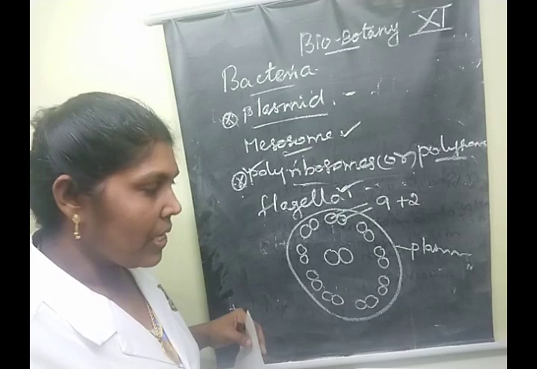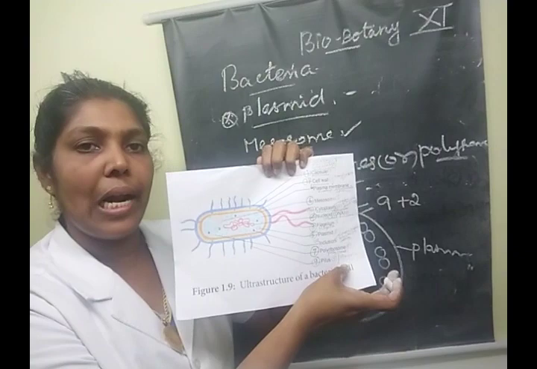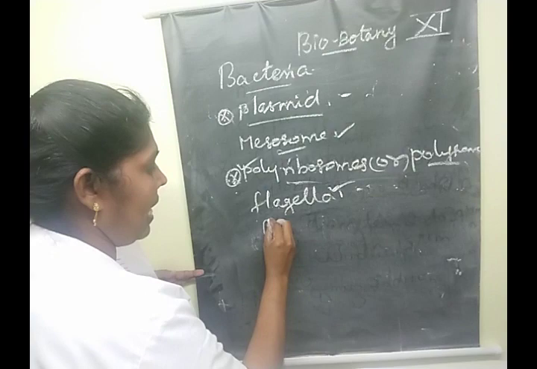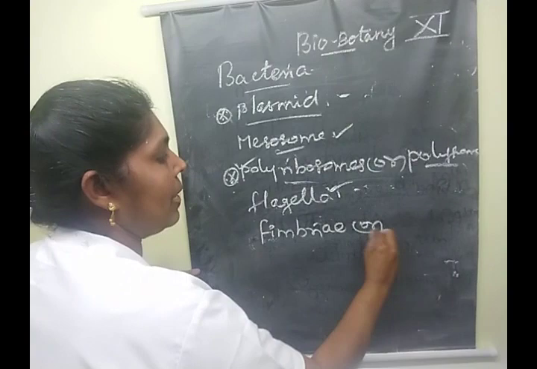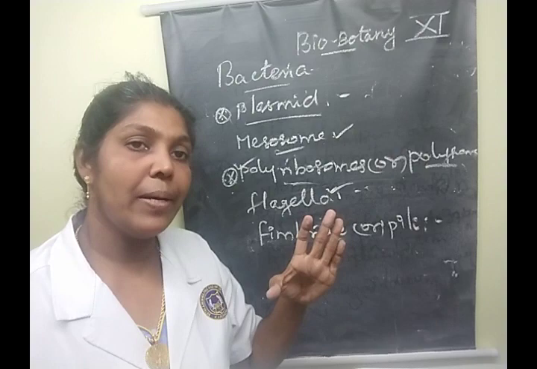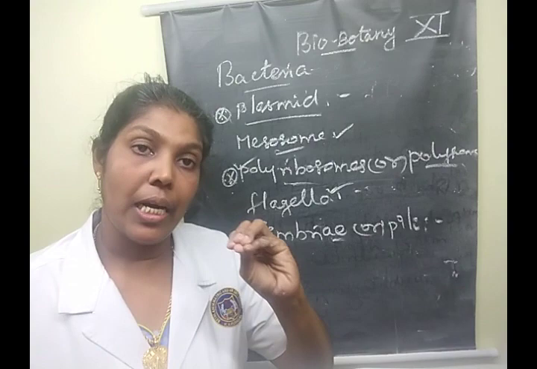Next, the last one of this part is fimbriae or pili. What are fimbriae or pili? Pili are found in some gram-negative bacterial cells. Clear? Some gram-negative bacterial cells, for example, enterotoxigenic bacteria.